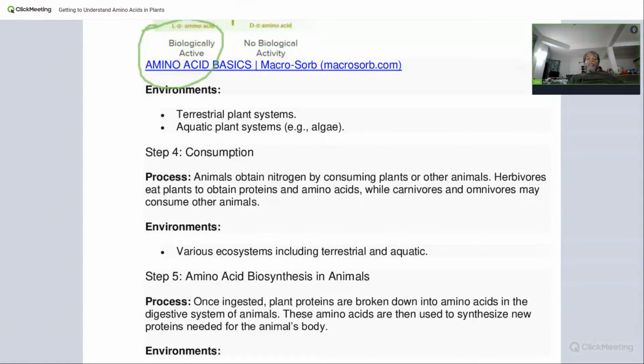Now both of them say the last part here is consumption. Animals obtain nitrogen by consuming plants or other animals. Herbivores, those that eat like goat and cow, eat plants to obtain the amino acids from the plants, while carnivores like tiger eat animals to get amino acids from animals. Human beings, we eat animals to get amino acid from animals. We eat plants to get amino acid from plants. So we could eat both plants and animals.